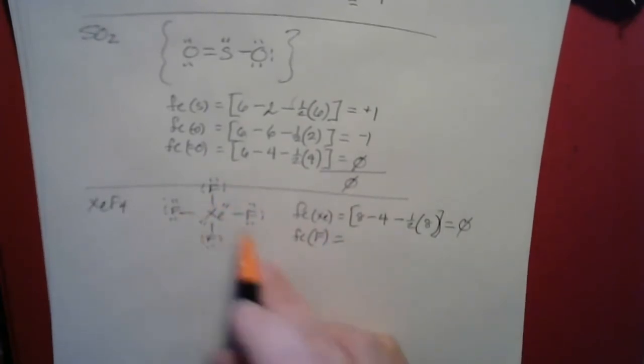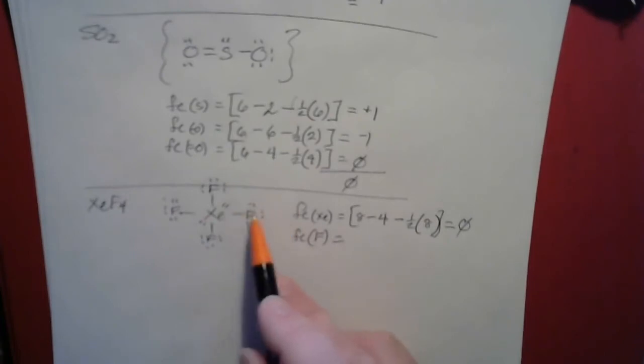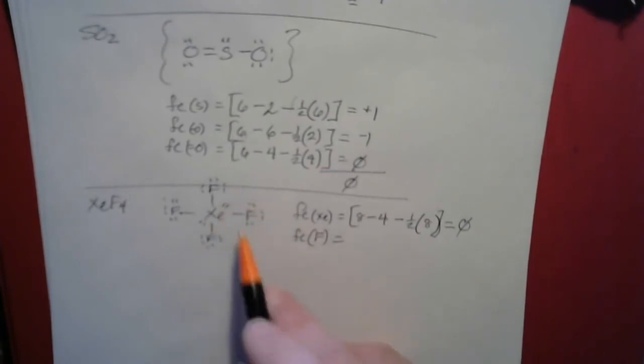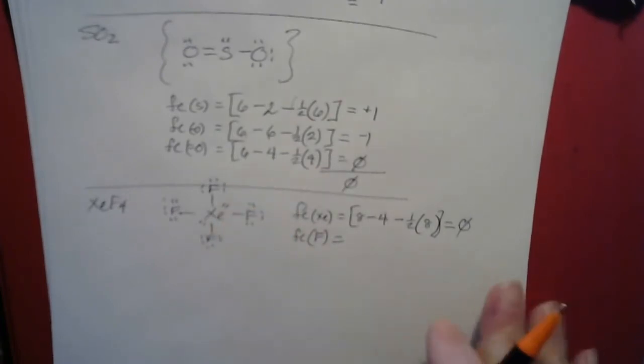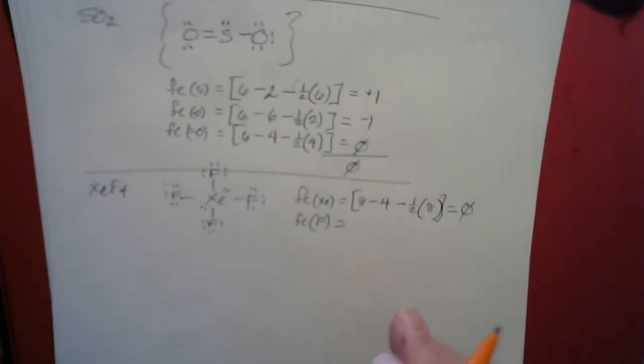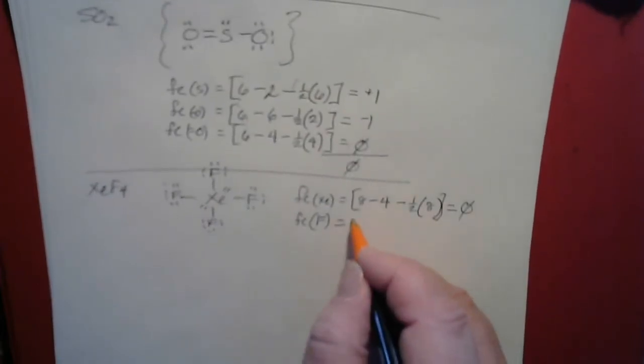All of the fluorines on the xenon are exactly the same as each other. They're all single bonded to the xenon. So I'm only going to do one of the fluorines, and what is true of one fluorine will be true of all of them.